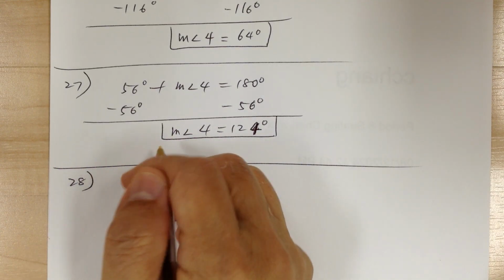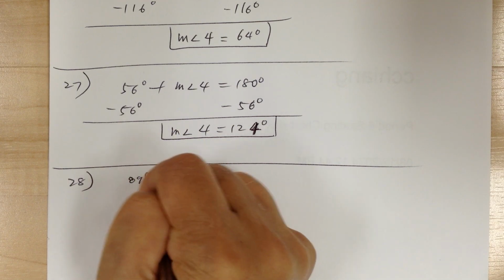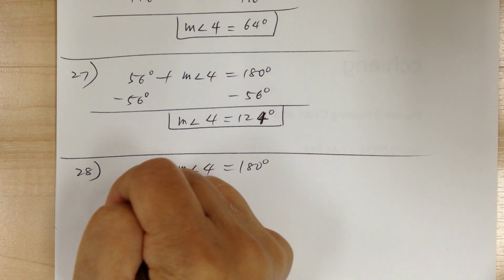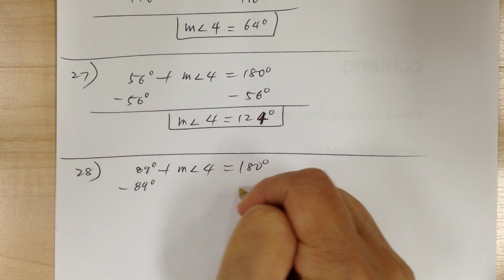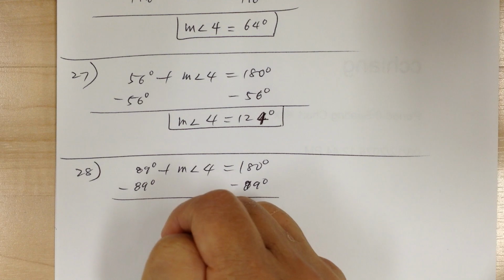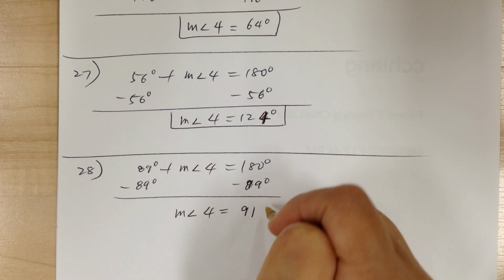Okay, 28. Angle 3 equal to 89 degrees. So we got 89 degrees plus measure of angle 4 equal to 180 degrees, minus 89 degrees on both sides. So measure of angle 4 equal to 91 degrees.